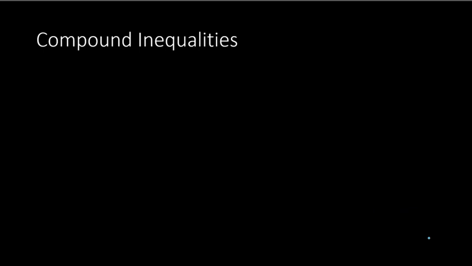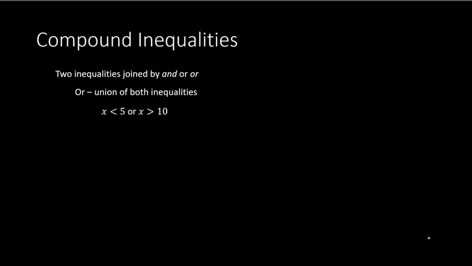Next, we're going to talk about compound inequalities. And this would be two inequalities that are combined with an and or an or. So for inequalities joined by the word or, we can also say that is a union of both inequalities. We put them together. So union meaning put together. All right, so we have here an example of x is less than 5 or x is greater than 10.